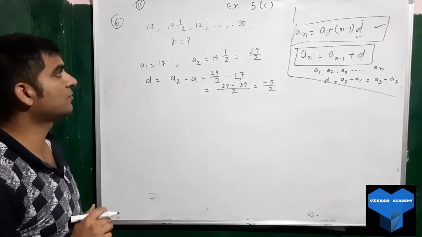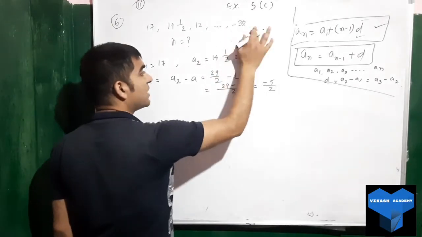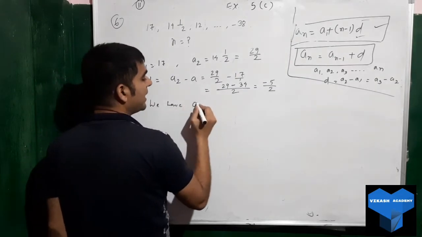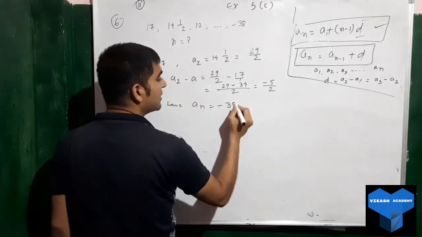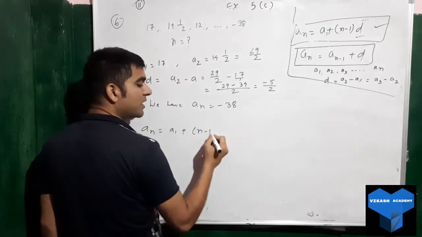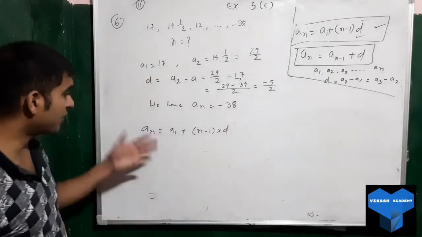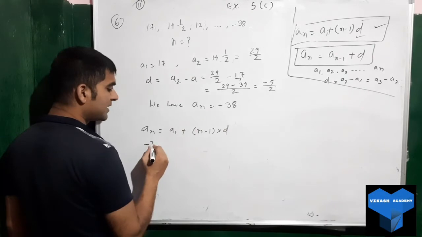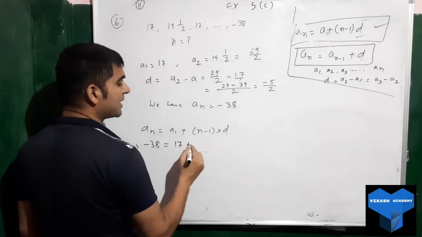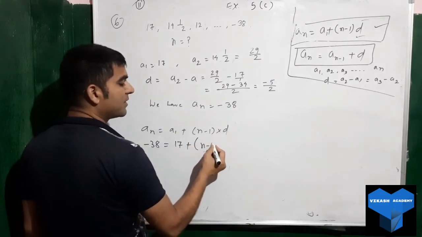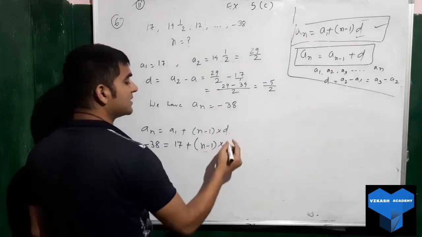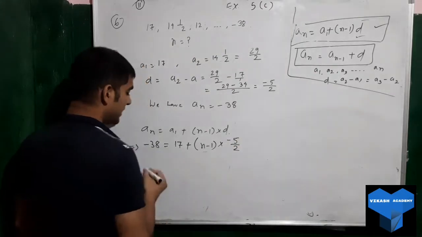Now we have to find the nth value. The last term we write as An, so I will write it down here. An is equal to minus 38, already given. You know the formula of An: A1 plus n minus 1 into d. Now put in the values. An is minus 38, A1 is 17 plus n minus 1. We have to find n, the number of terms. And d is minus 5 by 2.